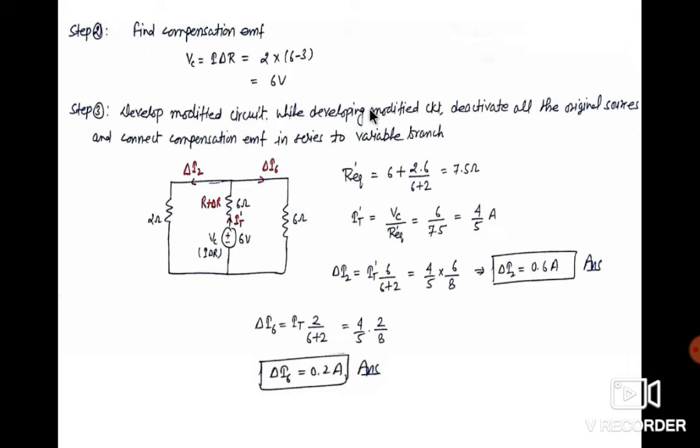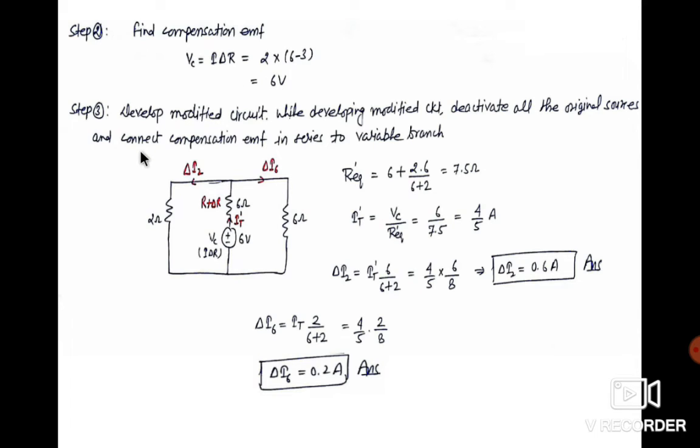Now in the second step, find the compensation EMF. How do you find the compensation EMF? It is denoted by VC, and VC is equal to I times small delta R. We have found the total current I, and delta R is the difference between the two resistors, 6 ohm and 3 ohm. So the total compensation EMF is 6 volt.